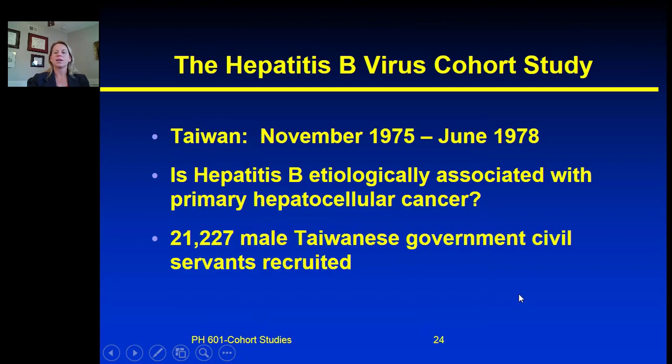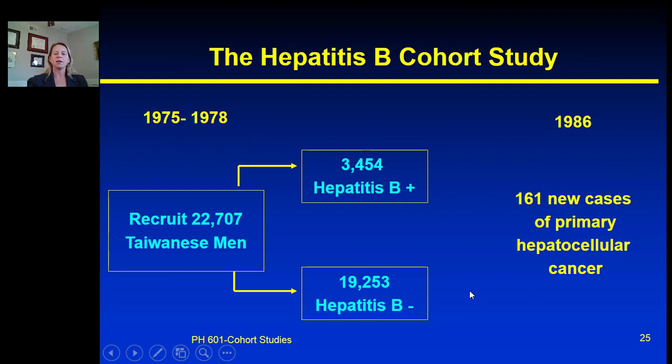Another study is a hepatitis B cohort study. This was started in the 1970s in Taiwan, and the question was, is hepatitis B etiology associated with primary hepatocellular cancer? And they studied over 21,000 male Taiwanese members of the civil government. Here's just an illustration of the design.